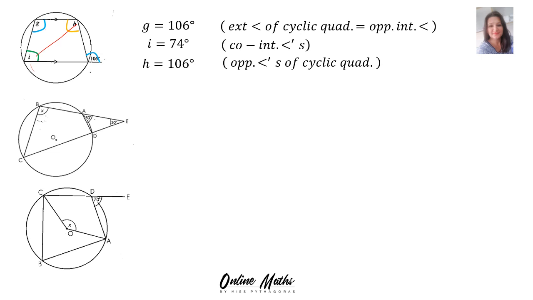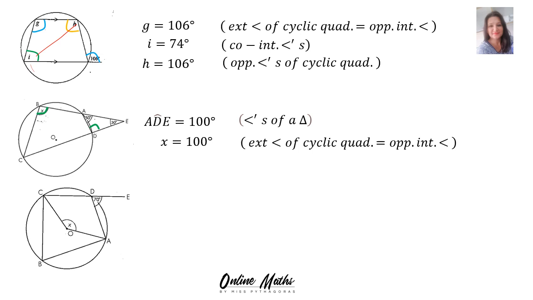In the next sketch, you have to focus on a triangle ADE. There's two angles given there, so therefore angle ADE is 100 degrees, and your reason is angles of a triangle supplementary, which leads me to angle B over there, or angle X rather, which is 100 degrees, and your reason will be exterior angle of cyclic quad is equal to opposite interior angle.